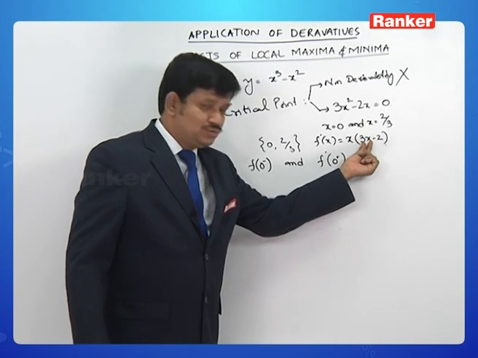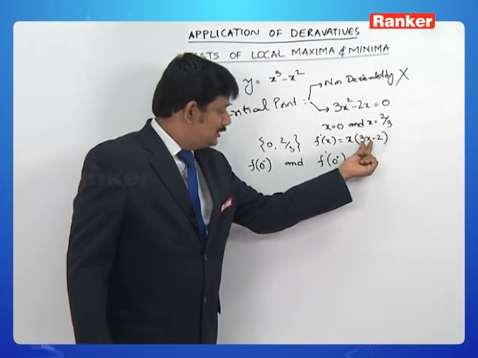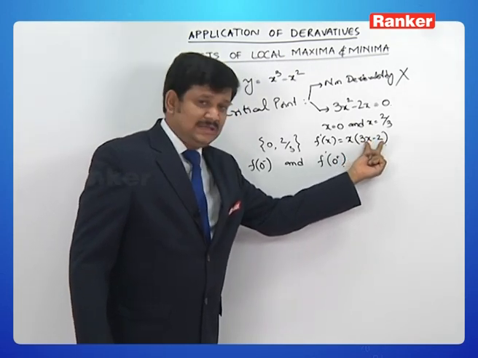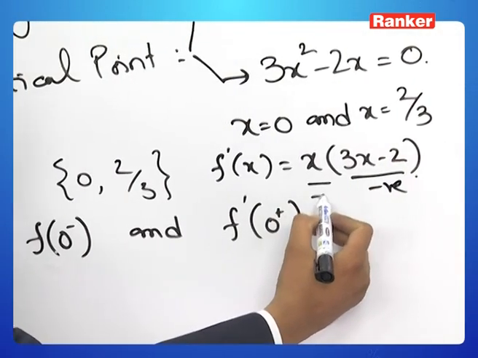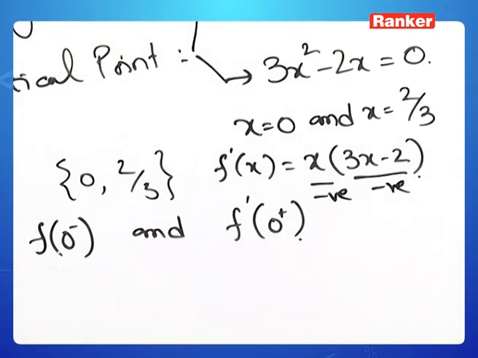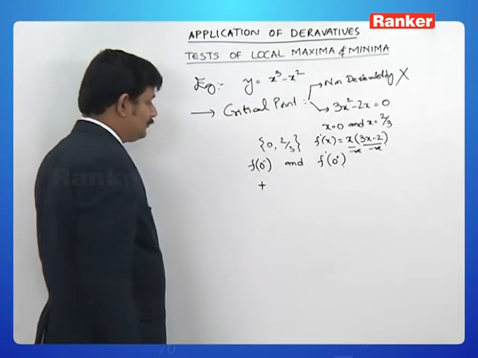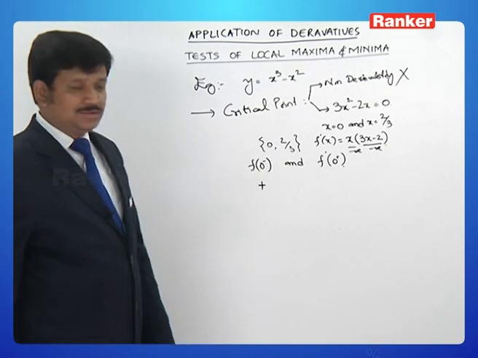X is close to 0. So, this quantity is 0, minus 2 is negative. So, 3x minus 2 is negative and x is negative. Their product is positive. F dash of 0 minus is positive.